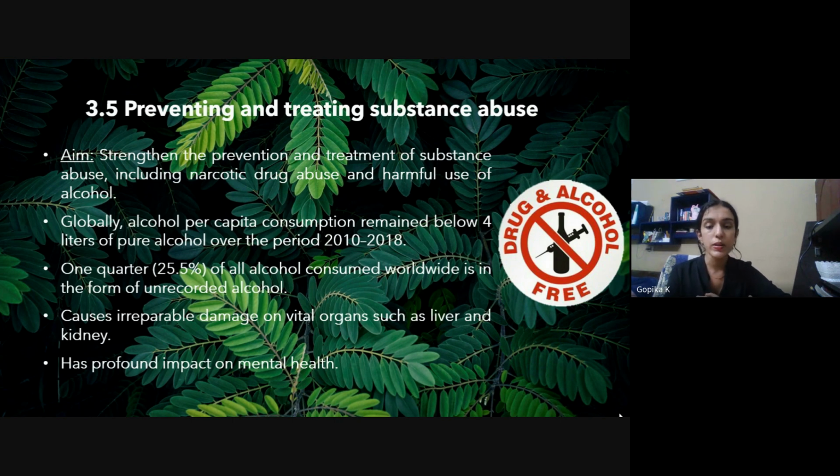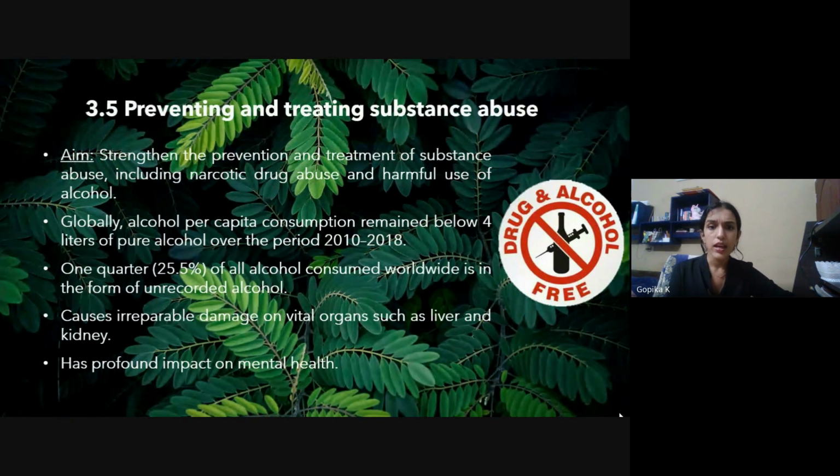From 2010 to 2018, global alcohol consumption remained below 4 liters of pure alcohol per capita, with 25.5% of this being unrecorded alcohol. The criminalization of drug use and possession in some countries creates barriers to these life-saving services, deterring people from seeking help and increasing the risk of blood-borne diseases and death by overdose.